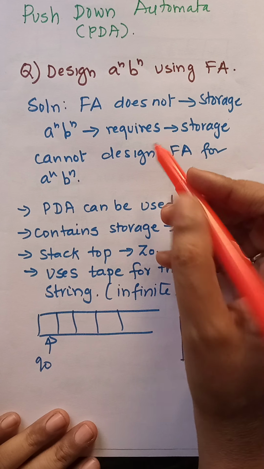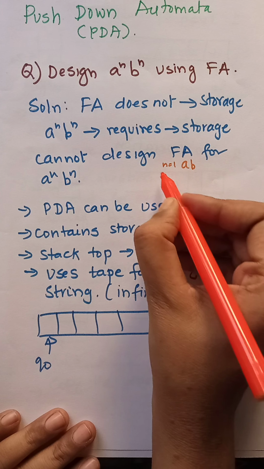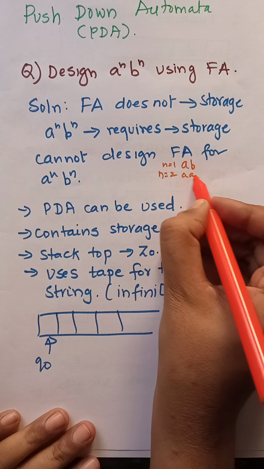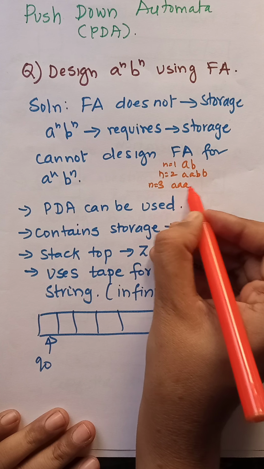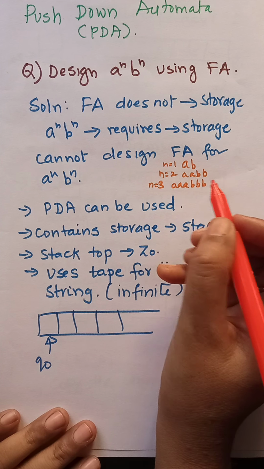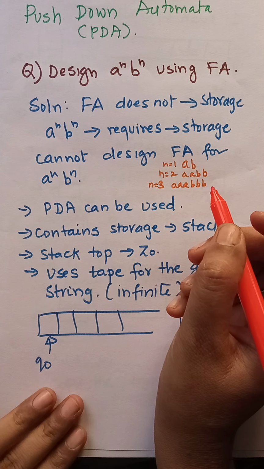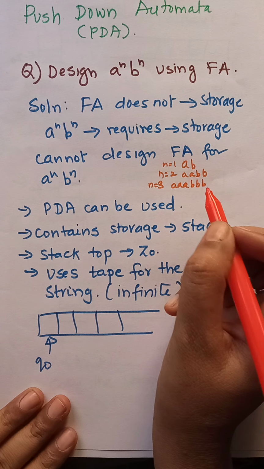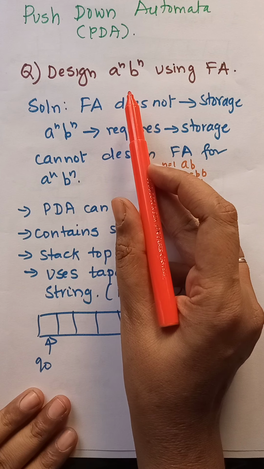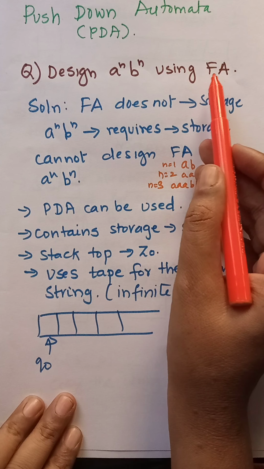If n is equal to 1, it will be a and b. If n is equal to 2, it will be a a and b b. If n is equal to 3, it will be triple a and triple b. So how will your finite automata remember the number of a's and b's? That feature is not present in finite automata. That means this type of question, which is having power related capabilities, cannot be solved by finite automata.